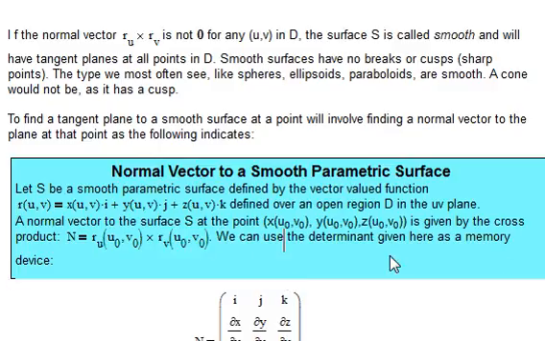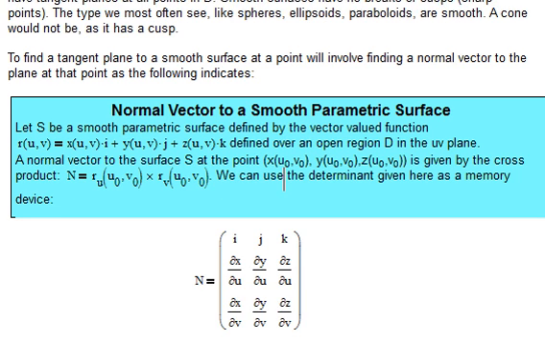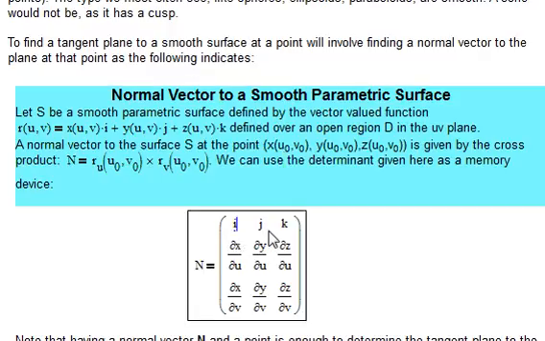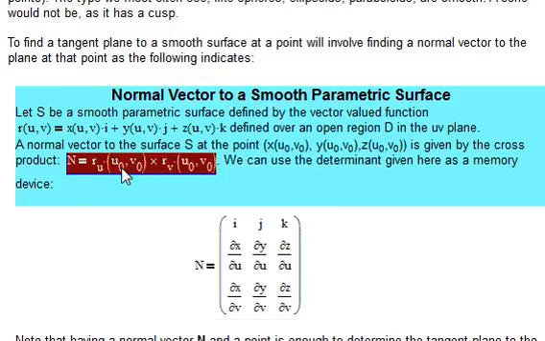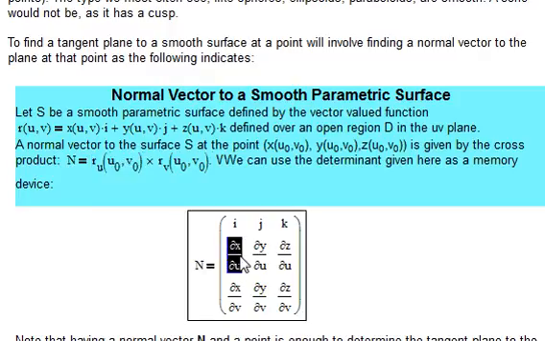That would take some manipulative skill to remember how to find this cross product, and of course I've got a memory device. Remember the vector cross product with i, j, k, one vector here, next vector there, that's how we do it. So here's how you do it. The vector r sub u of u0,v0 is the partial of x with respect to u here, the partial of y with respect to u there, the partial of z with respect to u there. So that would be that vector. These all have i's, j's, and k's attached, right?